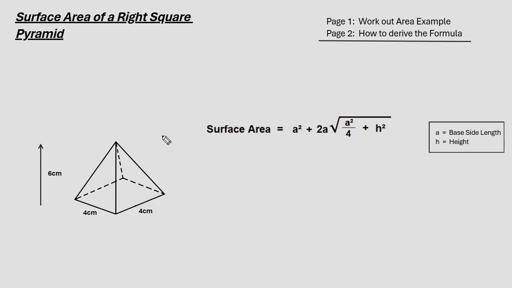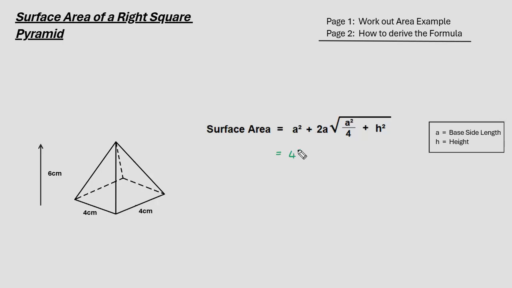When we have a right square base pyramid such as this one, we can work out the surface area with this formula, provided we know the base side length and the height of the pyramid. And in our example here, we do have the base side length and the height. So let's proceed with working out a value for the surface area of the pyramid.